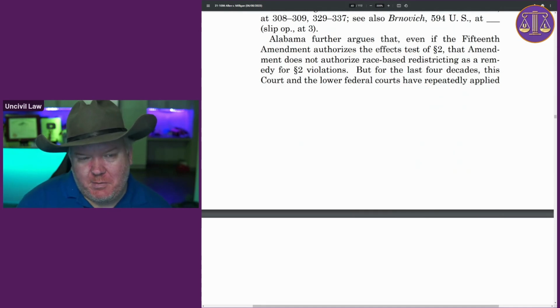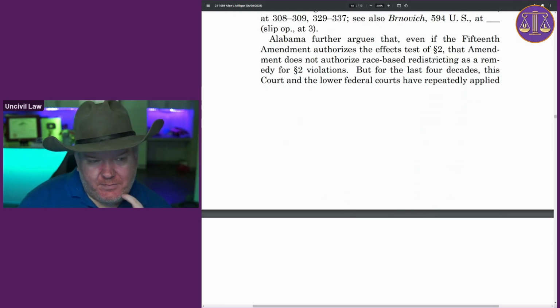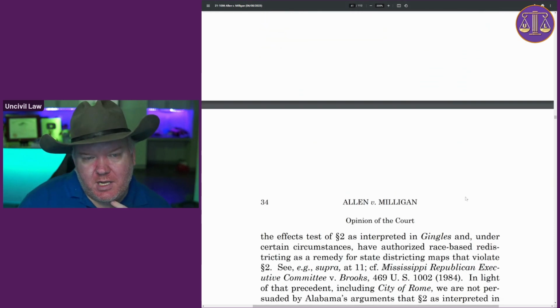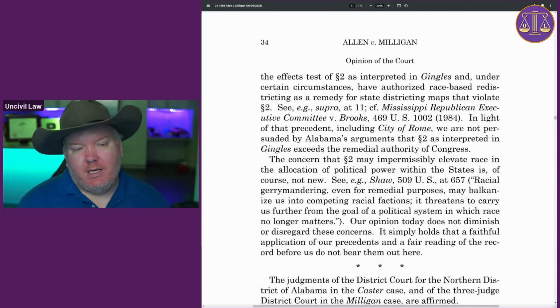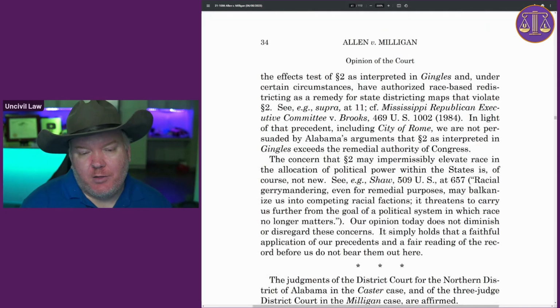Alabama further argues that even if the 15th Amendment authorizes effects-based Section 2, the amendment does not authorize race-based redistricting as a remedy. But for the last 4 decades, this court and other federal courts have repeatedly applied the effects test of Section 2 as interpreted in the case law, and under certain circumstances have authorized race-based redistricting as a remedy for state districting maps that violate Section 2. In light of the precedent, we're not persuaded by Alabama's argument that Section 2 as interpreted exceeds the remedial authority of Congress. The concern that Section 2 may impermissibly elevate race in the allocation of political power within the state is, of course, not new. Our opinion today does not diminish or disregard that concern. It simply holds that faithfully applying the precedent does not bear it out.